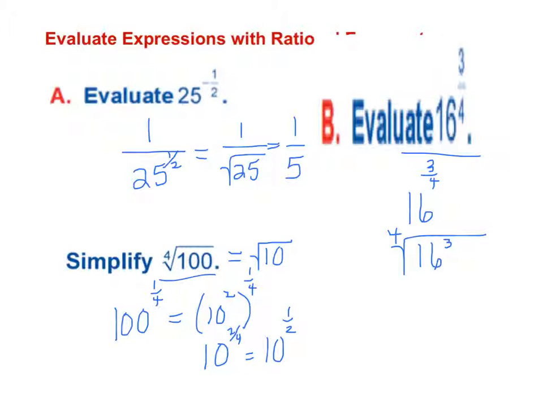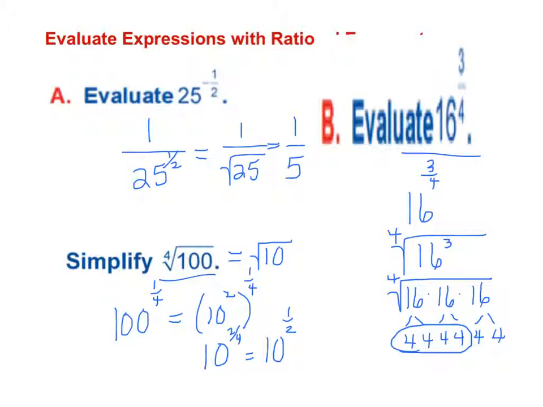So if you think about that, that's 16 3 times. So 16 times 16 times 16. Still not a group of 4, but that factors. So 4, 4, 4, 4, 4, 4, right? So here's a group of 4. And then we know that 4 is 2 times 2 times 2 times 2, right, like that. So this 4 comes out, the 2 comes out, and that answer is 8.